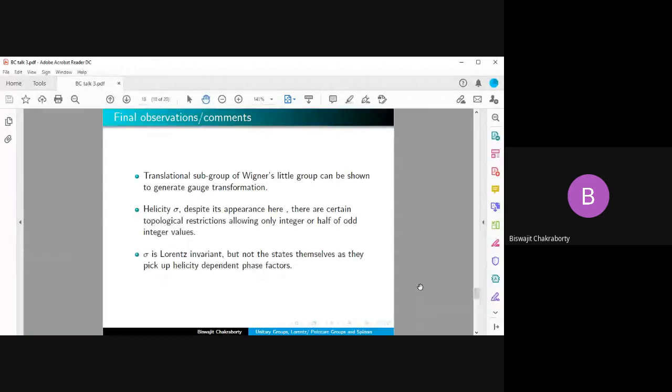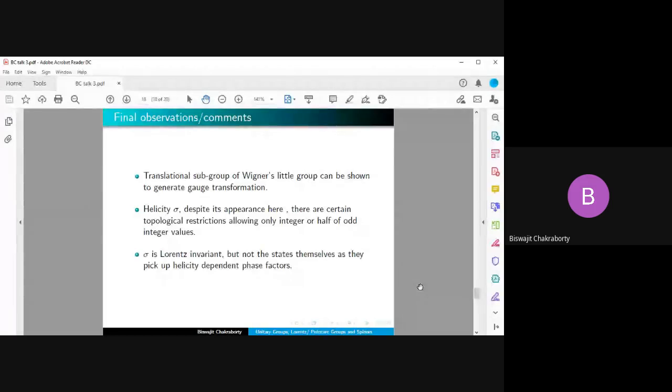But in the case of the massless particle, it seems that sigma can be allowed to take any possible value in the continuum. But this is not true. There are some topological restrictions, which again I am not able to go into here because of lack of time, and it is a bit non-trivial also. There are topological restrictions which allow only integers and half-integers. For example, in the case of the Weyl spinor, you see that the helicity indeed comes out to be half-integer.